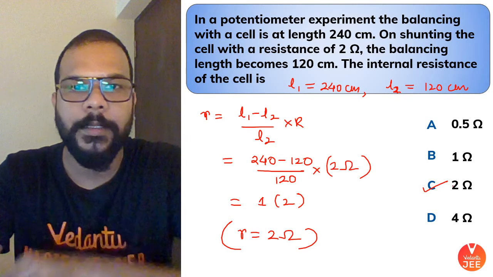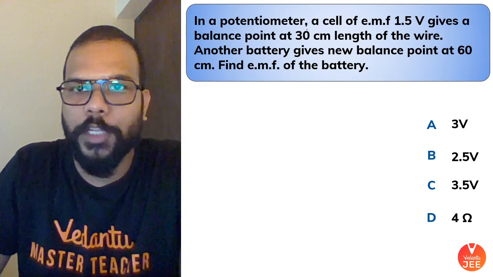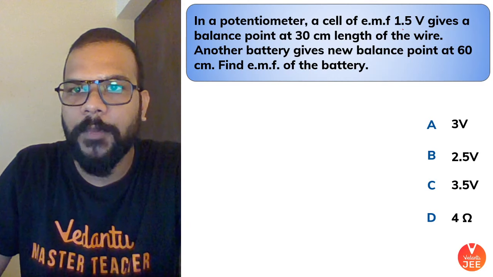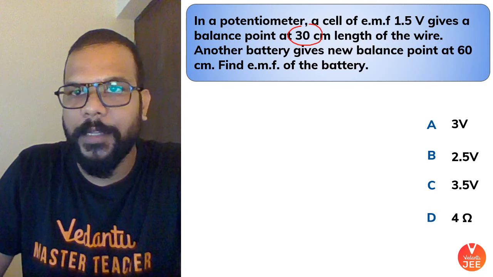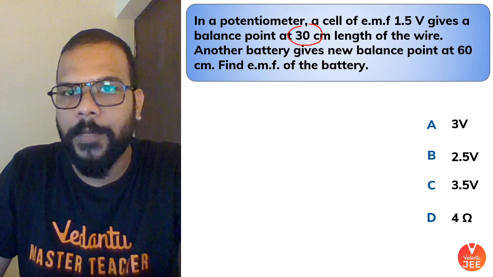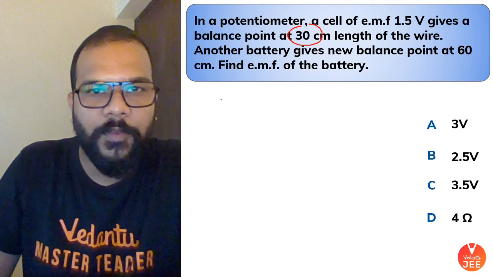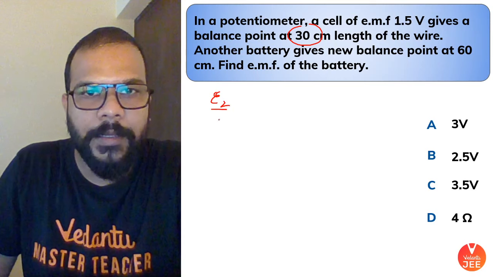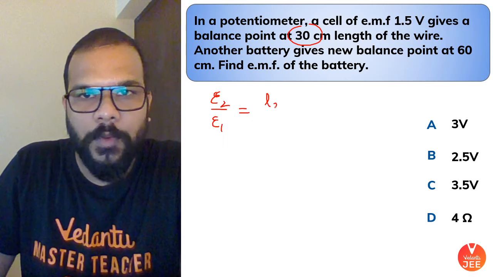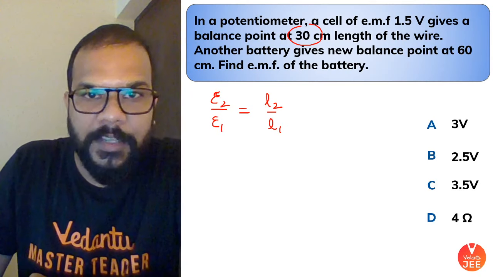Okay guys, cool. Moving on to this one, this says that in a potentiometer, a cell of EMF 1.5 volt gives a balancing point at 20 centimeter length of the wire, and another battery gives a new balancing point at 60 centimeter. So we have to find the EMF of the battery. If you remember, if we are comparing the EMF of two batteries, then E2 by E1 should be equal to L2 by L1, where L2 and L1 are the balancing lengths respectively.